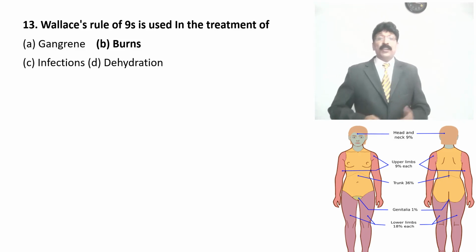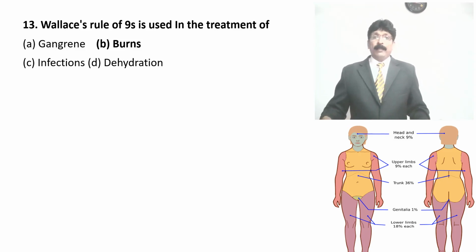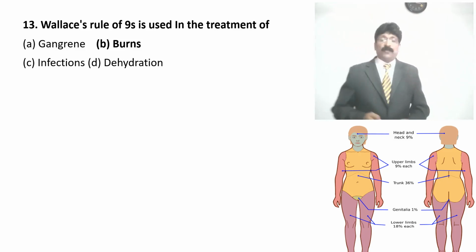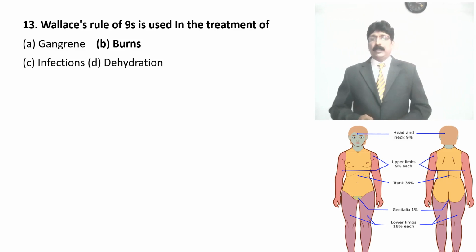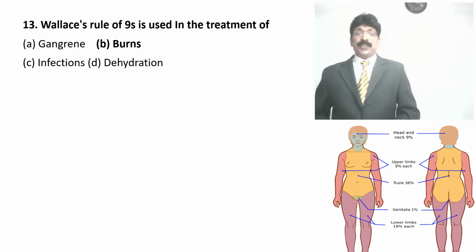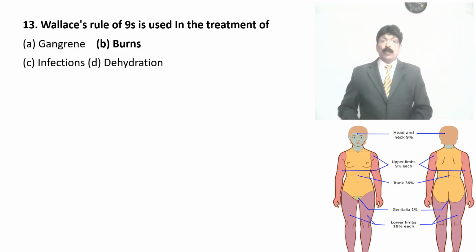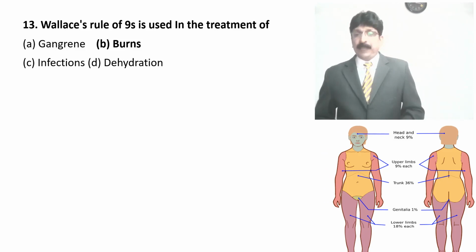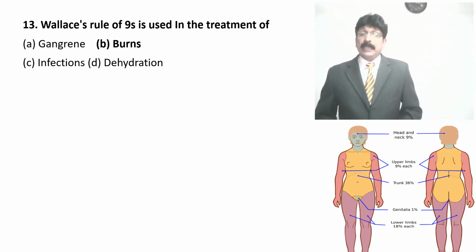But gangrene is different, and infection you know very well. Normally many infections are there. Dehydration, due to sometimes diarrhea or less water intake, causes loss of fluid from the body, but we are not applying this rule there. Clinically we should know the application of this Wallace rule of 9s: you should remember it for immediately calculating the surface area when affected by burns.